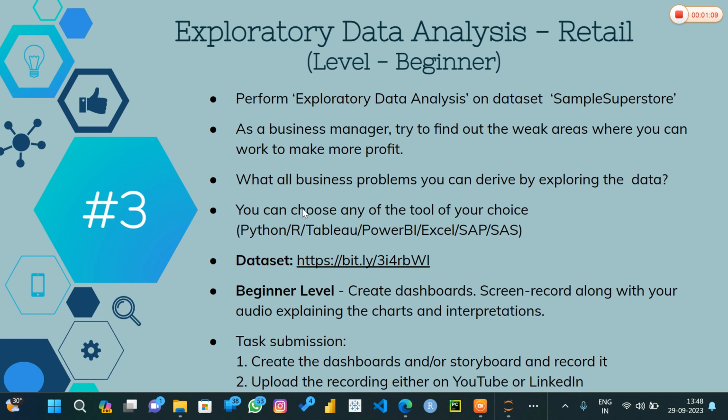Then we can use Python, R, Power BI, Excel, SAP, SAS. Now in this case we are using Python, and the main tool for that, we are using the Jupyter notebook. Okay, now we will see the dataset as soon as possible.